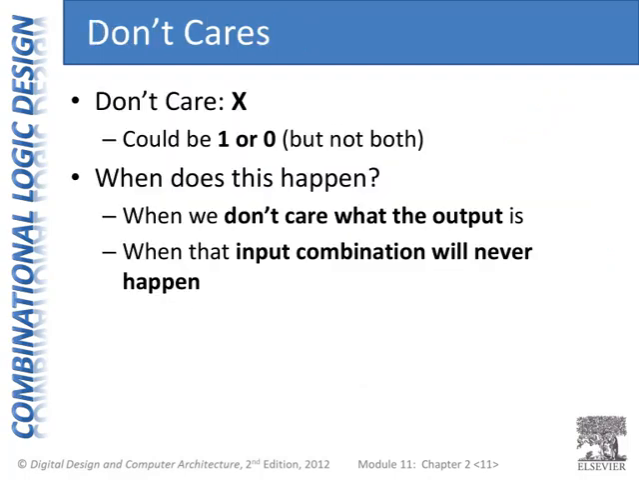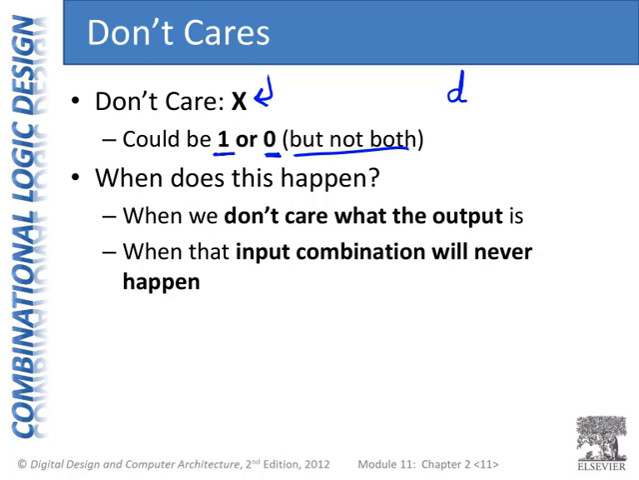So let's talk about don't cares. A don't care is a value that could be 1 or 0, but not both. It's either 1 or 0. It's not both 1 and 0, but it's either, so 1 exclusive or 0. It's either 1 or it's 0, but definitely not both. And we use the symbol X to indicate that it's a don't care. Some folks in some textbooks use the D symbol to indicate a don't care. We'll use the X symbol, which is also very common.